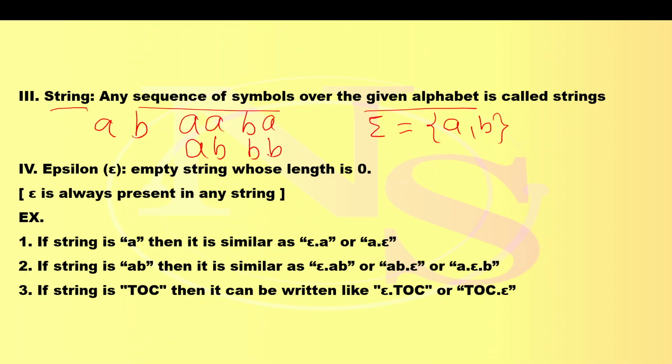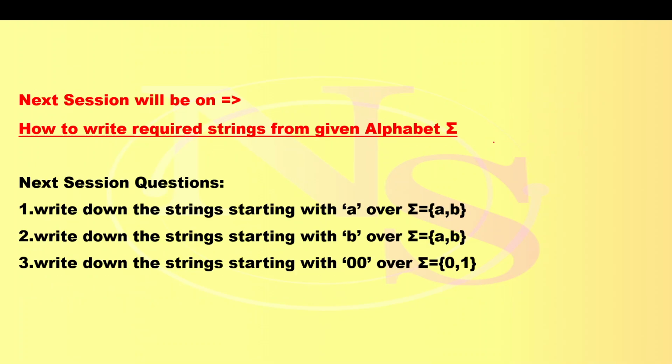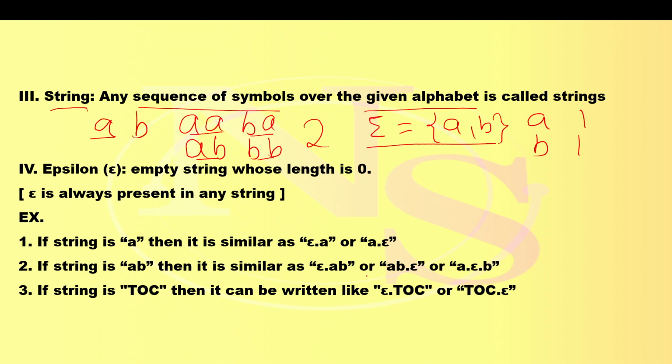Here one more point I would like to explain. Here the string is A. What's the length of this string A? It's 1. String is B, length is 1. If I say the string is double A, AB, BA or BB, the length of these strings is 2. When we write a string over the given alphabet, in the exam or in the next sessions, we will see there will be some condition given. For example, write the strings starting with A. Based on this condition we need to write the string; that we will see in the next session.